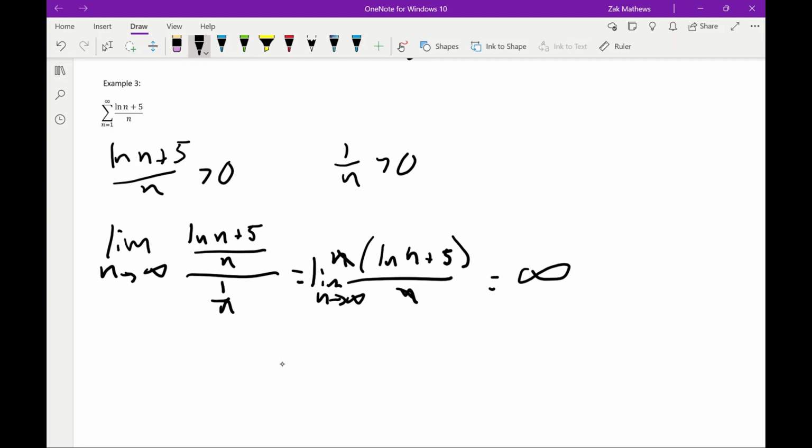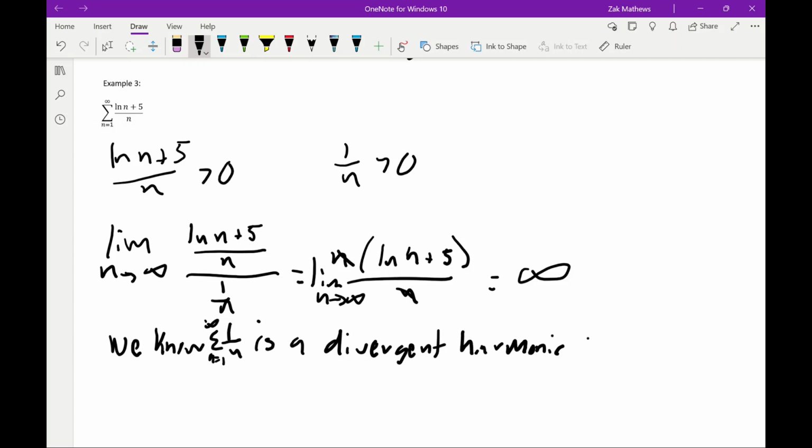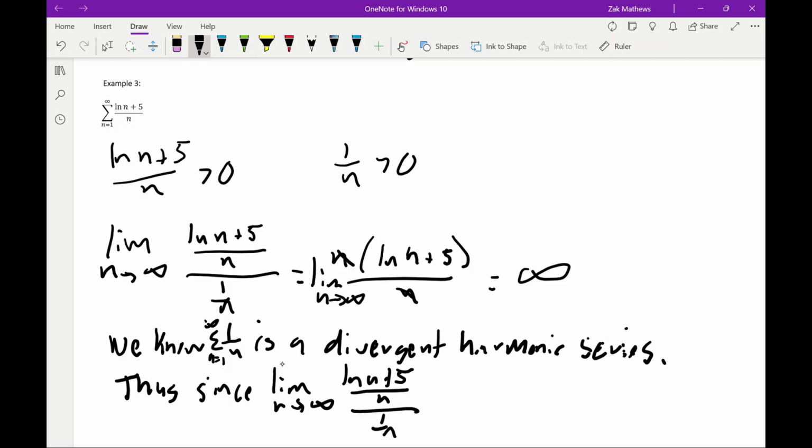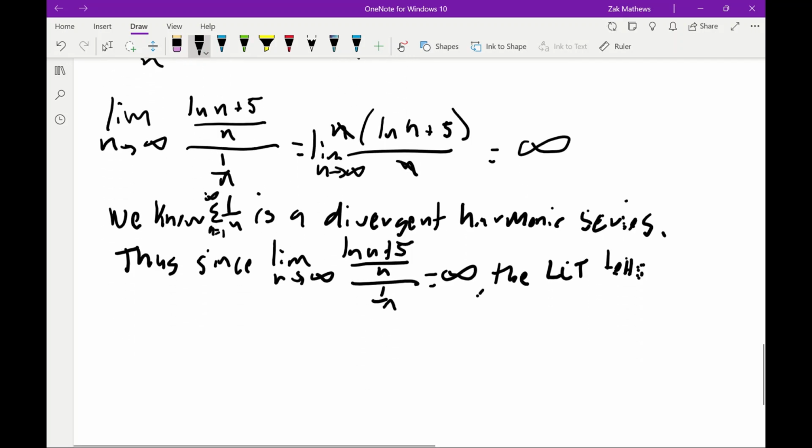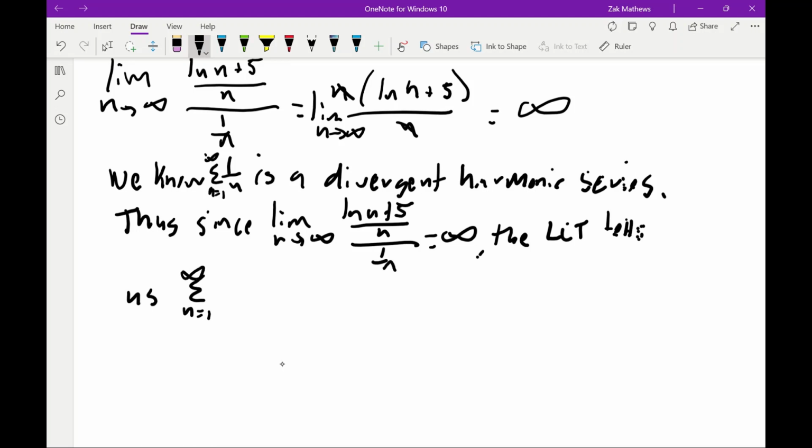So we know 1 over n, the series n equals 1 to infinity, is a divergent harmonic series. Thus, since the limit as n goes to infinity of the natural log of n plus 5 over n over 1 over n is equal to infinity, the limit comparison test tells us that the series n equals 1 to infinity, natural log of n plus 5 over n also diverges. And there we have it. We have shown the divergence of this series.